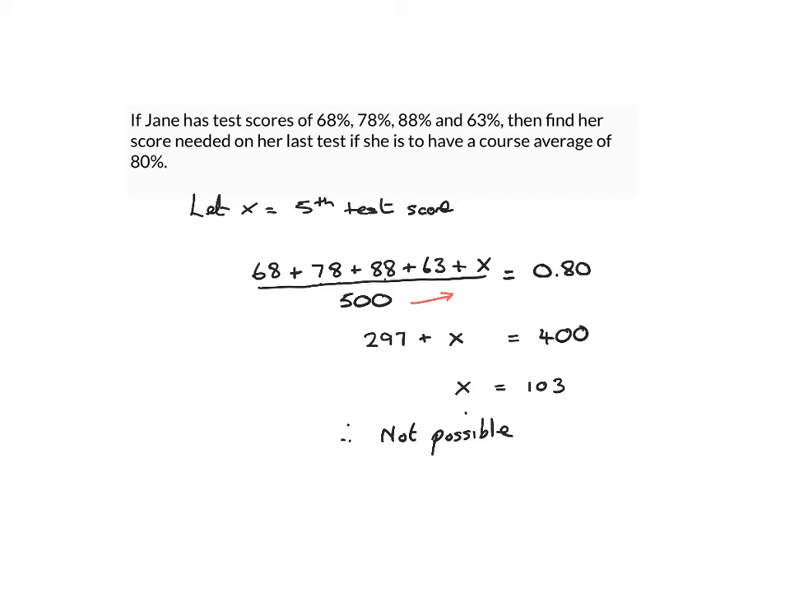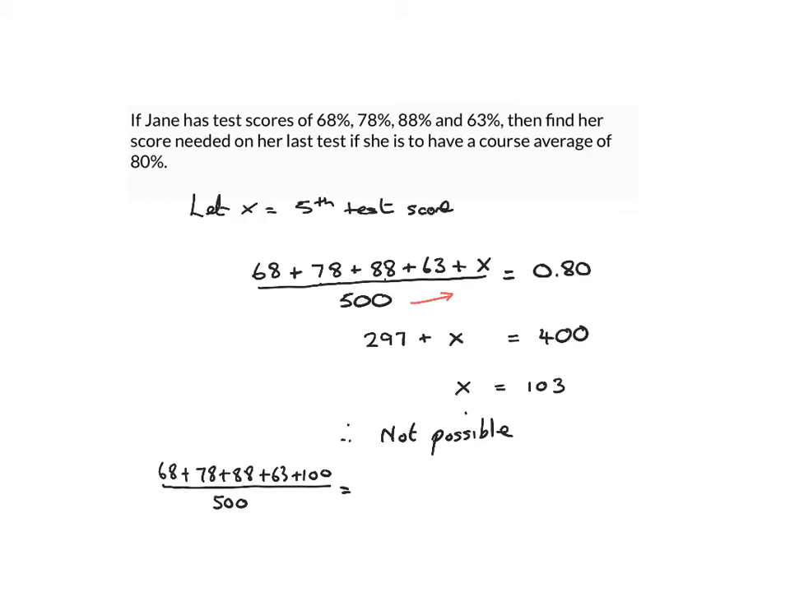Now, if she was to get 100 on this test, so that might get her close to 80. We'll see what 100 does. So we get 68 plus 78 plus 88 plus 63 plus 100. So just suppose you got the top mark and divide that by 5. Let's see how close she can get.